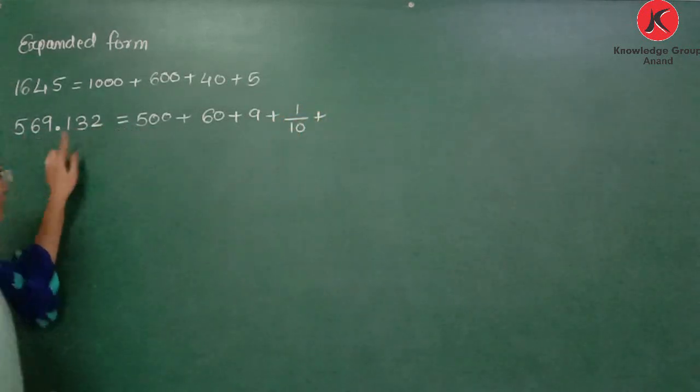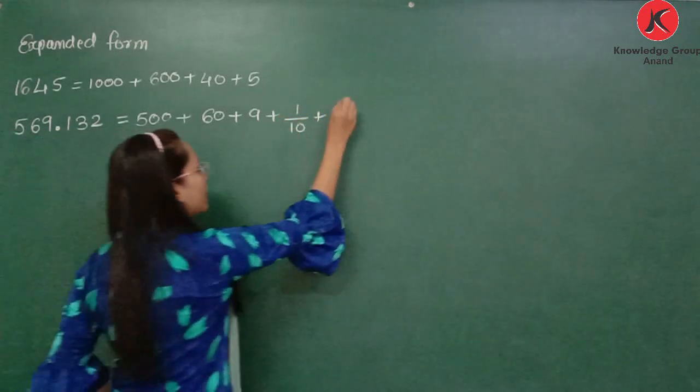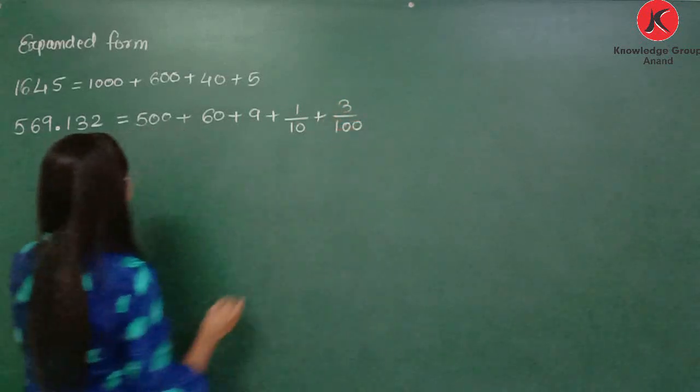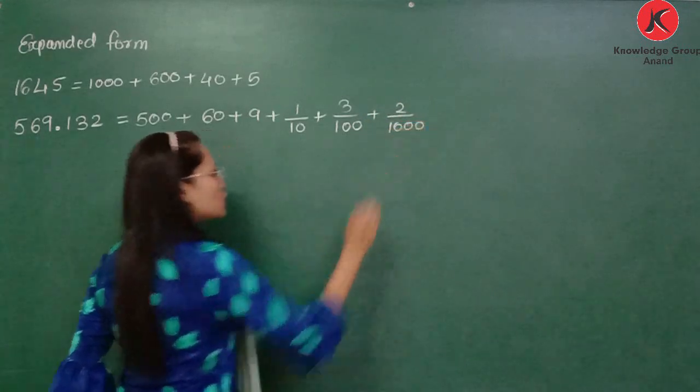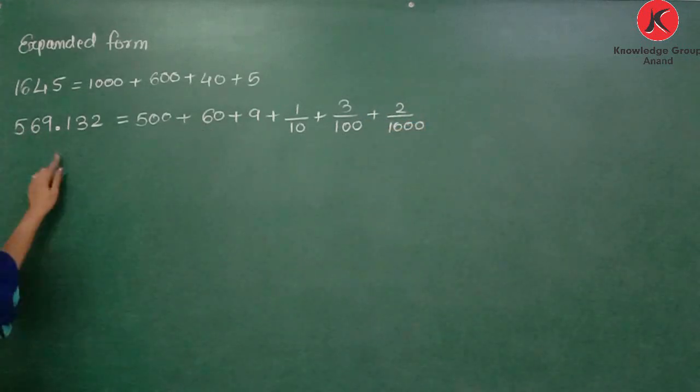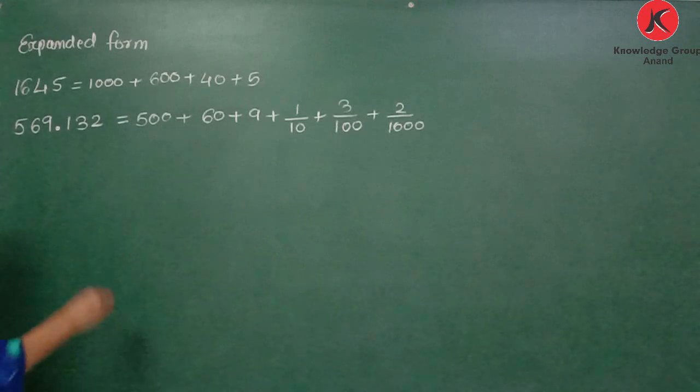Now what is the place value of 3? That is 3 by 100. What is the place value of 2? That is 2 by 1000. So this way we can get the expanded form for a decimal. Let's take some more examples.